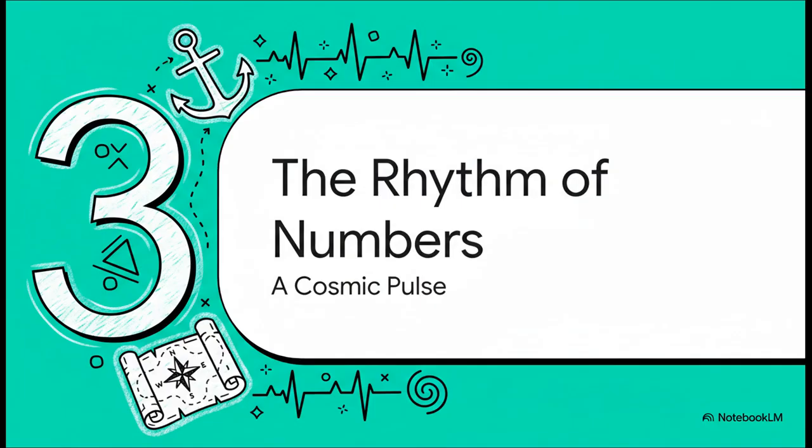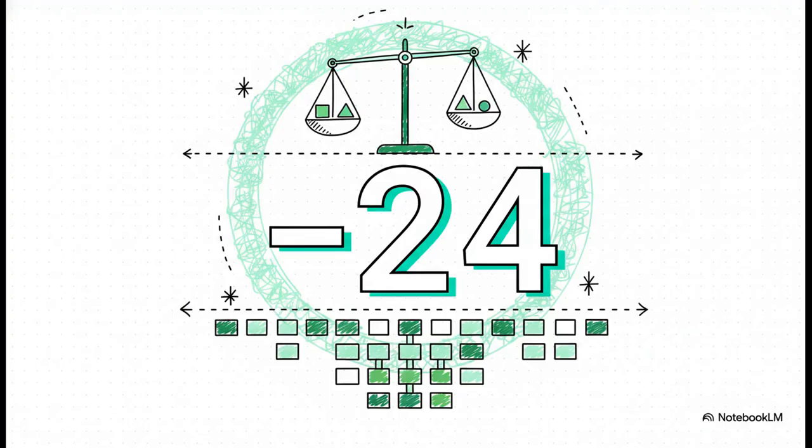Okay, so we've got an anchor and we've got a map. But every system needs a pulse, right? A heartbeat that drives its rhythm. And the next piece of this puzzle, well, it comes from a number you would never, ever expect. -24. I know, it seems totally out of place, doesn't it?